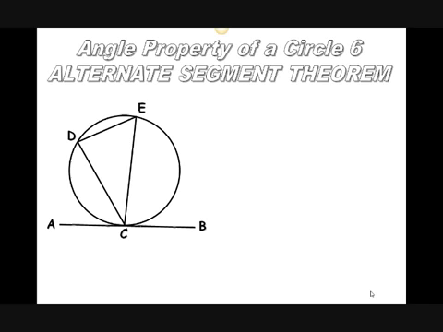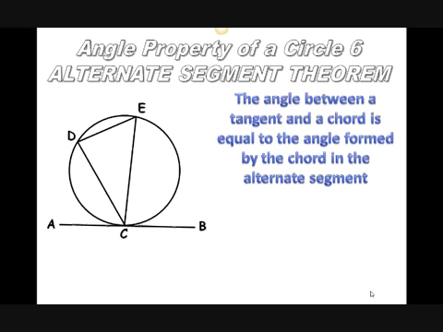Right, so the alternate segment theorem states that the angle between a tangent and a chord is equal to the angle formed by the chord in the alternate segment. So we're on about the chord in the alternate segment that's connected up to the same point. We look at that one, that's the angle between the chord CD and the tangent AB. Now from the same point C, the chord in the alternate segment is CE, which means the angle at the top there must be the same. So angle ACD equals angle CED by the alternate segment theorem.